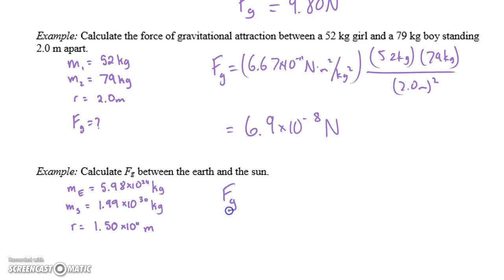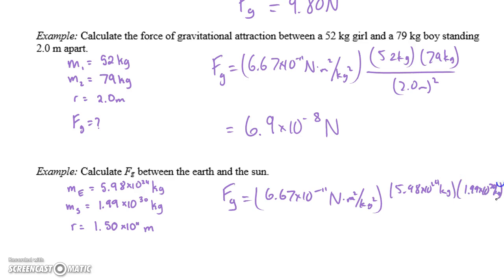So in this case, again, plugging everything in, 6.67 times 10 to the negative 11 newtons meters squared per kilograms squared, times 5.98 times 10 to the 24 kilograms, times the mass of the Sun, 1.99 times 10 to the 30 kilograms, which is on the order of 6 magnitudes more than the Earth. So that's a lot more mass. All divided by the distance between them, 1.5 times 10 to the 11 meters squared.